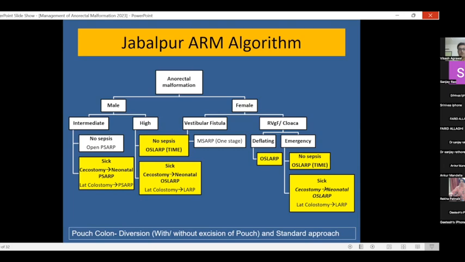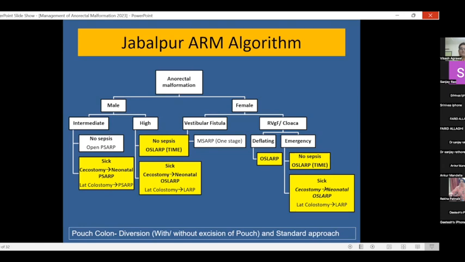In vestibular fistula, we all know it is one-stage pull-through. And in cloaca, if it is deflating, like I mentioned, we get very often cloaca which are deflating, we go for the OSLARP approach. And if there is no sepsis, and there is distension, like in an obstructed cloaca where there is distension, then again, either of the two, like time technique or a blowhole cecostomy and a delayed PSARP, depending on the bowel condition or patient condition, you can decide.